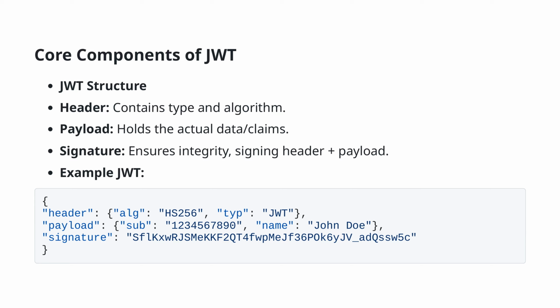Finally, we have the signature. This part of the JWT ensures the integrity of the token. It combines the header and payload, signed using the specified algorithm to prevent tampering. The signature is what keeps the data secure and verifiable. Notice in our example JWT how each section is represented: the header, the payload, and how they are converted into a specific signature string. Understanding these components lays the foundation for recognizing vulnerabilities and strengthening your web security practices.